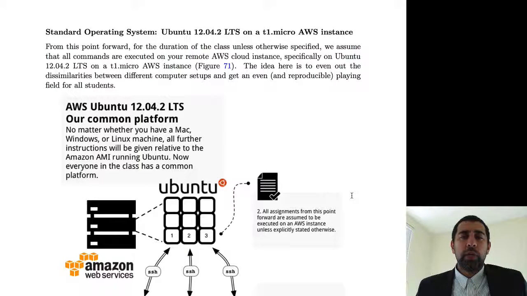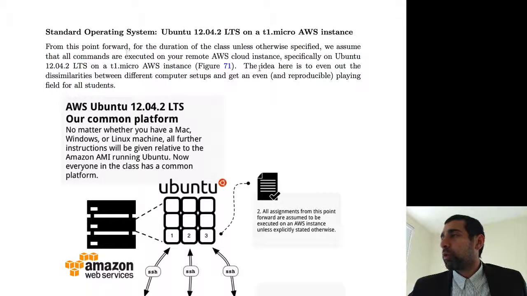Okay, so we have now connected via either Windows or Mac to a remote EC2 instance that we dialed up in the cloud. I want to speak briefly about what we're going to call our standard operating procedure, or rather our standard operating system, Ubuntu 12.04.2 LTS on a T1 micro instance.